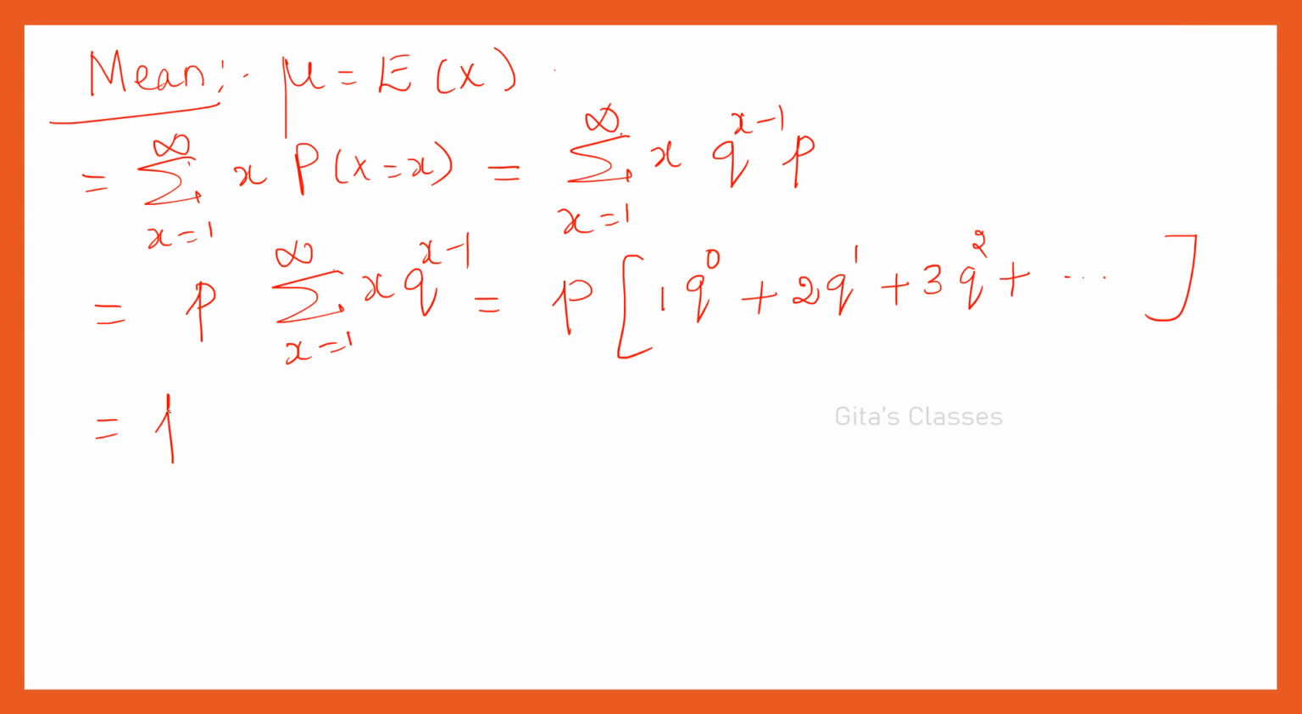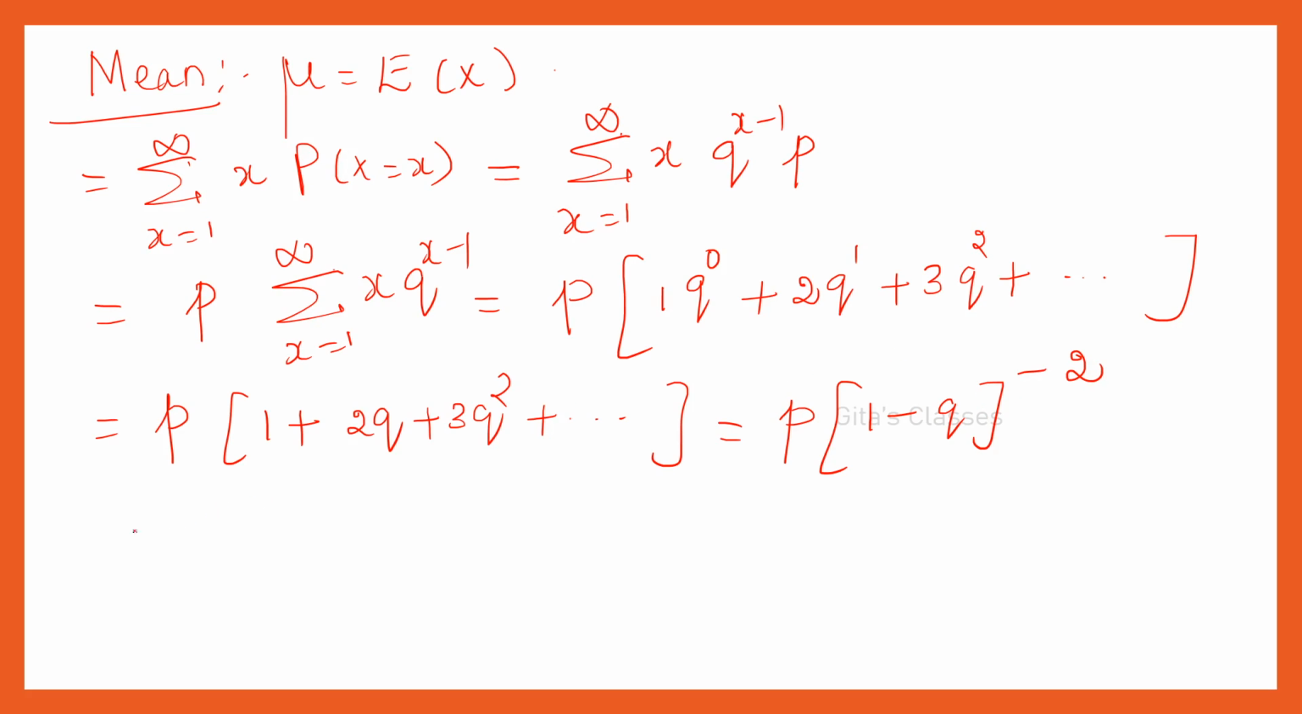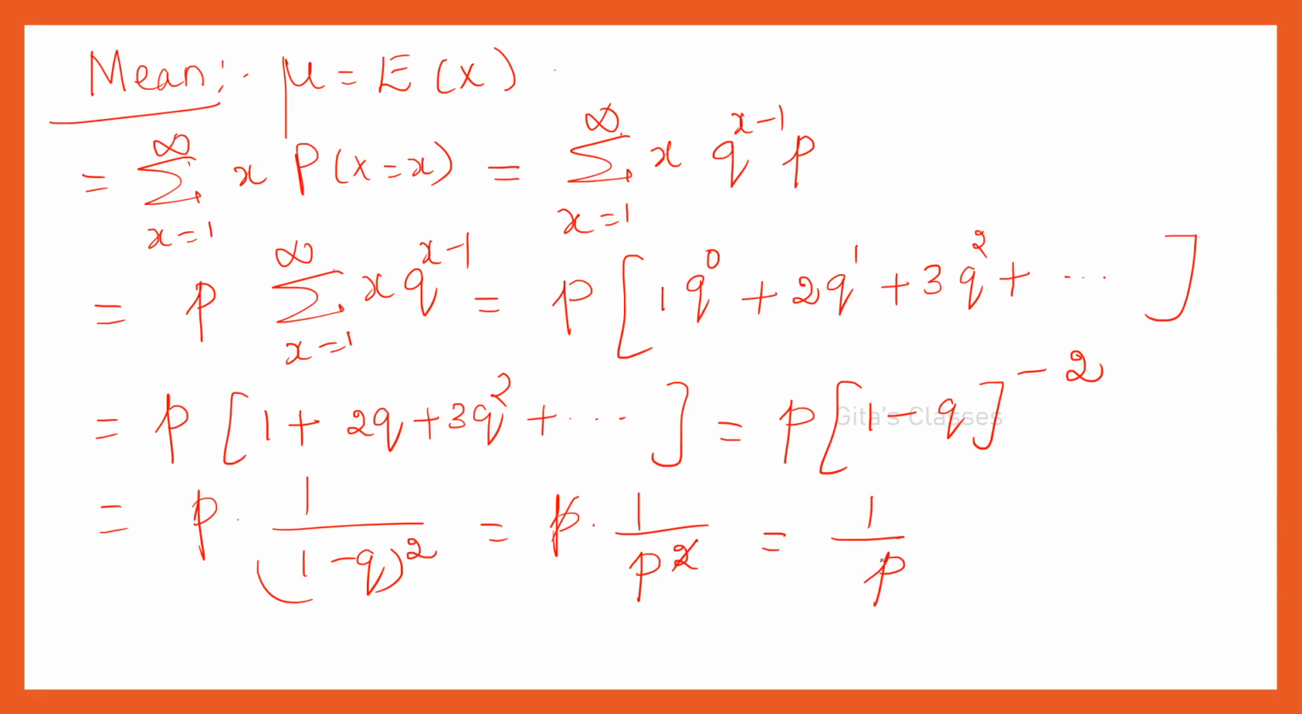So this is equal to p into, what is this definition? 1 plus 2q plus 3q squared plus etc. This is equal to p into, what is the definition of this expansion? (1 minus q) the whole power minus 2, right? So p into 1 by (1 minus q) squared. That is p into 1 by p squared, p will get cancelled, 1 by p. So 1 by p is the mean of the geometric distribution.